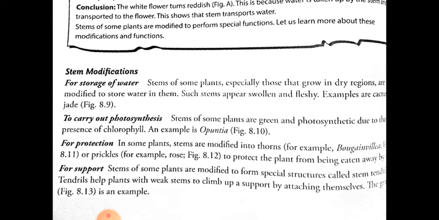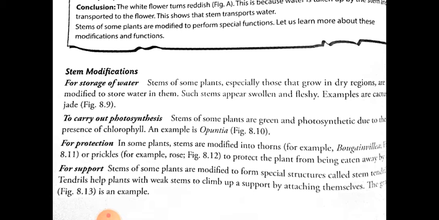Examples are cactus and zed. In the desert area where there is very little water for the plant to survive, stems are modified in such a way that they can store water for a longer duration of time. The structure of this type of stems is usually fleshy and swollen, so as to store water in them. Examples are cactus and zed.